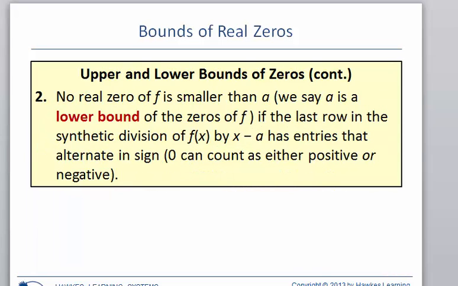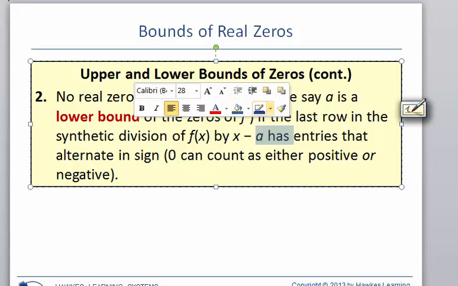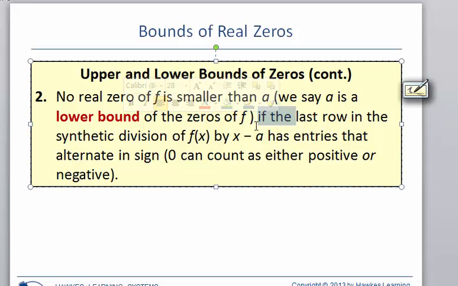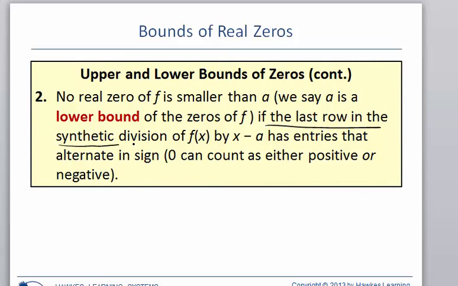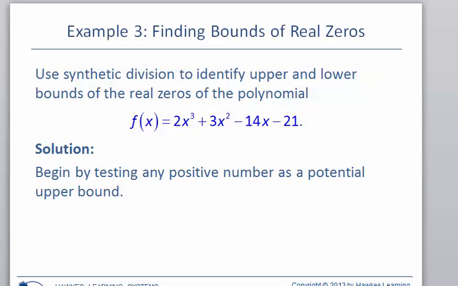And we say that a is the lower bound. So no real zero of f is smaller than a if the last row in the synthetic division has entries that alternate in sign. All right, and they note that zero can either count as positive or negative. So let's look at an example to see how this works.